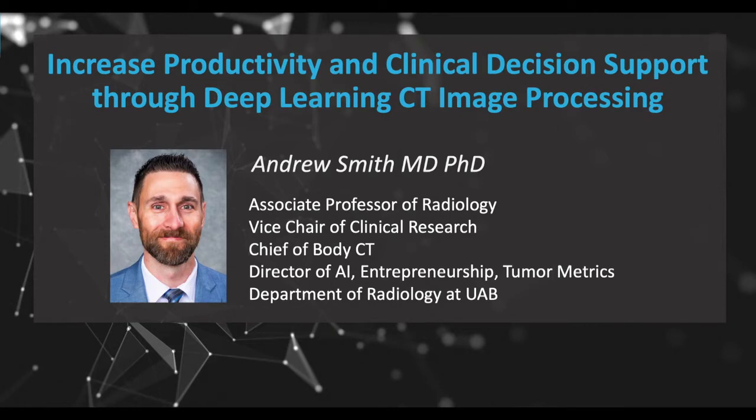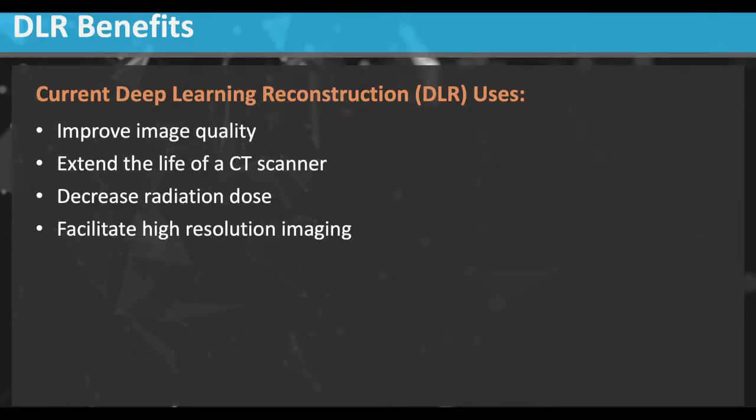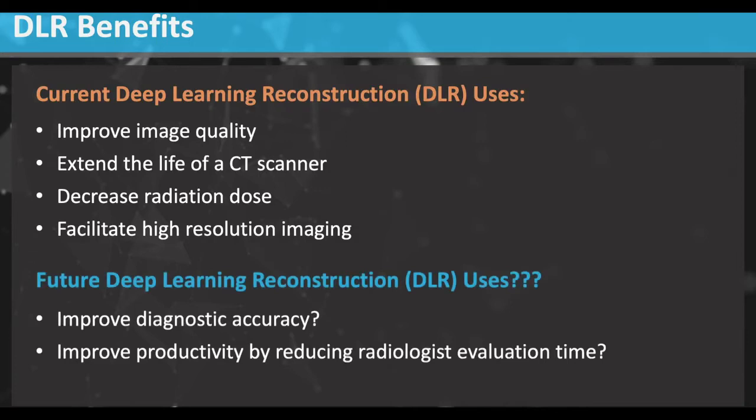I'll be talking to you about how you can increase productivity and clinical decision support through deep learning CT image processing. Deep learning CT image reconstruction has a number of current uses, including improving image quality, extending the life of a CT scanner, which saves money, decreasing radiation dose, and facilitating high-resolution imaging. Given the improvement in image quality, it is reasonable to predict that DLR will soon be shown to improve diagnostic accuracy and improve productivity by reducing radiologist evaluation time.